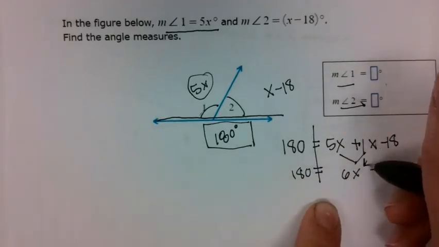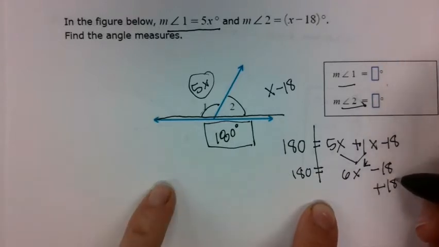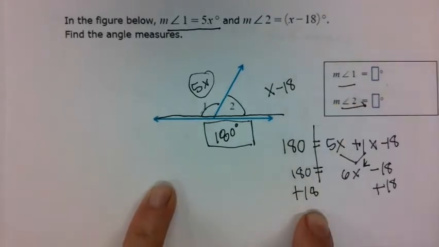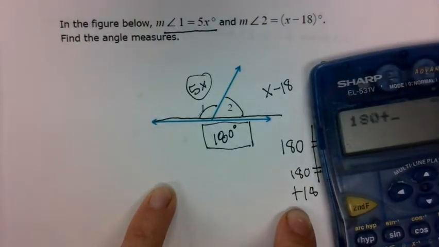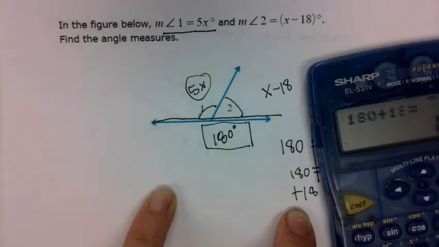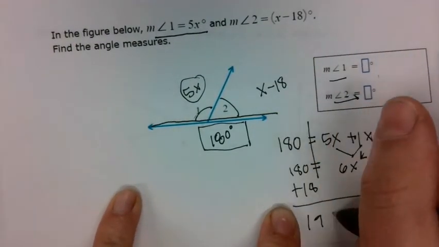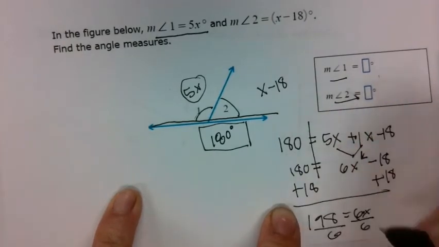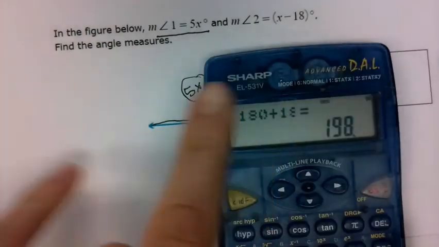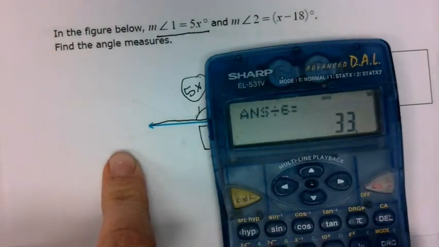Now that I have just one x, I'm going to isolate it. I'm going to undo subtraction with addition, and I'm going to do that on both sides of my equal sign. So 180 plus 18 is 198 equals 6x. Divide by 6 because this is multiplication. 198 divided by 6 gives me 33.